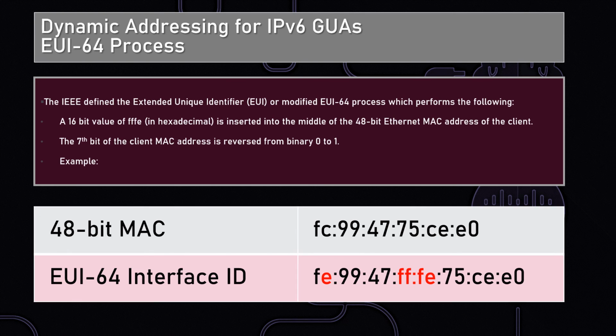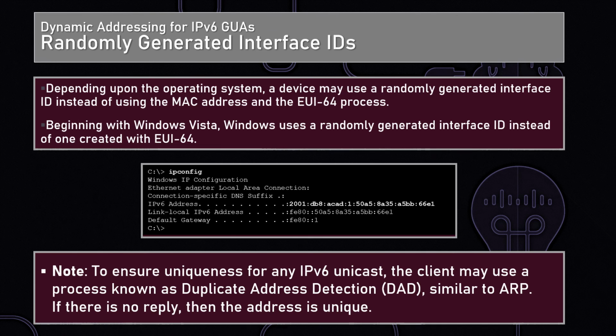So C then becomes E in this first hextet, as you can see. First hextet, 2nd character, we're going to change that from C to E. And then we're going to take the middle, the division between 47 and 75, split it in half and stick FFFE right in the middle. And that's how EUI64 generates these automatic addresses. We're going to take the MAC, flip a bit, and insert a, not a prefix or a suffix, I guess it would be a midfix, in order to generate the requisite length.